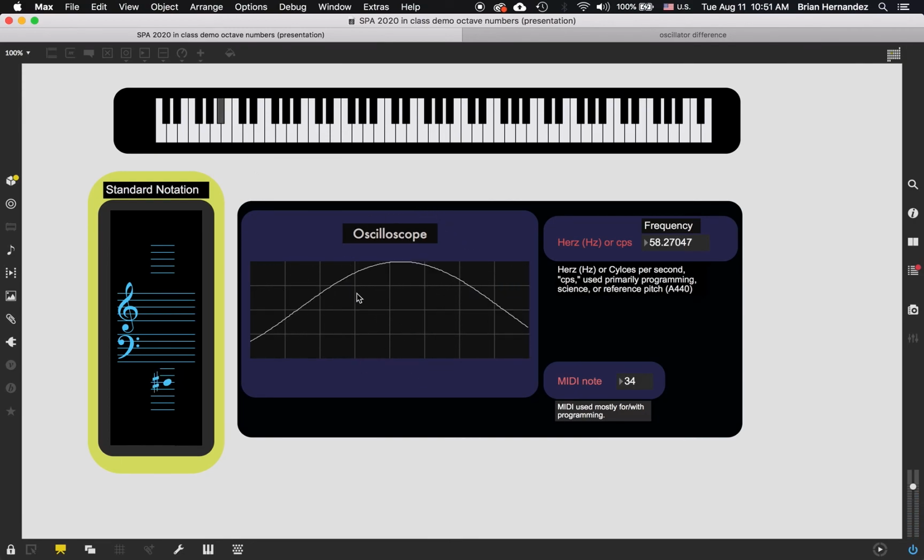This is an oscilloscope, which shows a two-dimensional representation of a waveform based on frequency. This is just more information about how a note can be represented: musical instrument digital interface note. It's mostly used with programming. Frequency is used in science, for programming, or as a reference pitch.